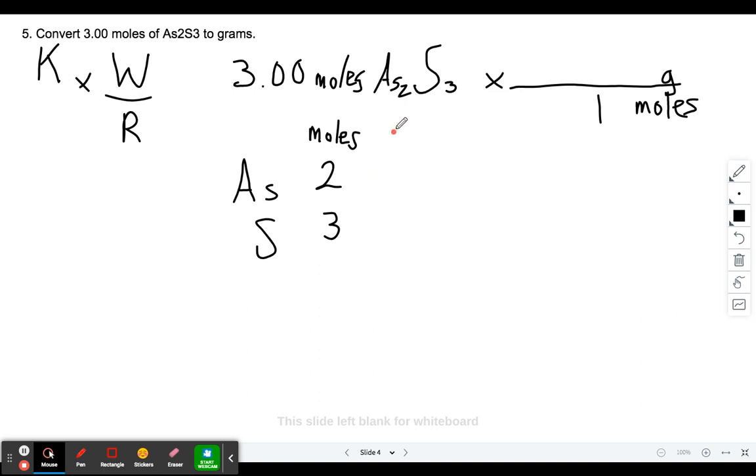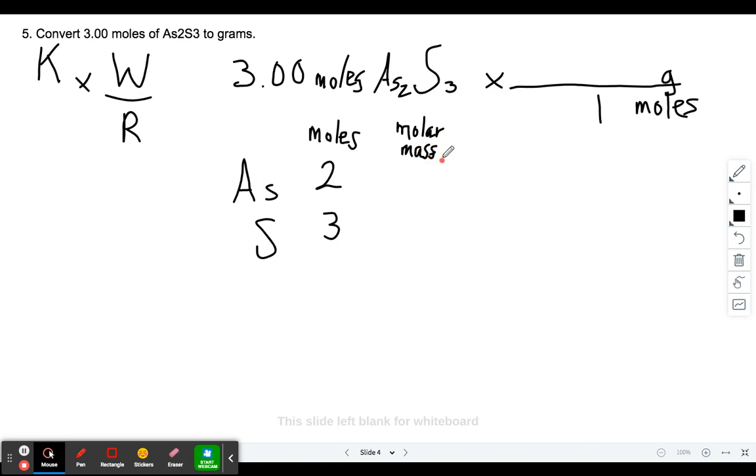And then I got to look at my periodic table to figure out what's the molar mass, because the periodic table tells me what 1 mole of that substance weighs. So anything on the periodic table is going to tell you what 1 mole of that substance weighs. So there's no conversions you have to do, but you have to remember now it's not AMU anymore. The units are grams.